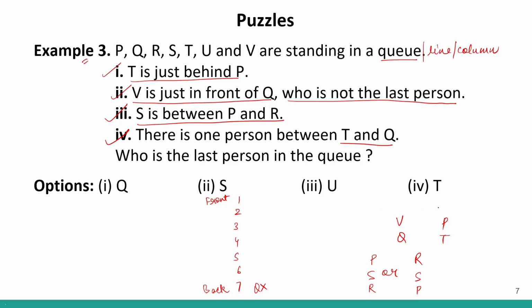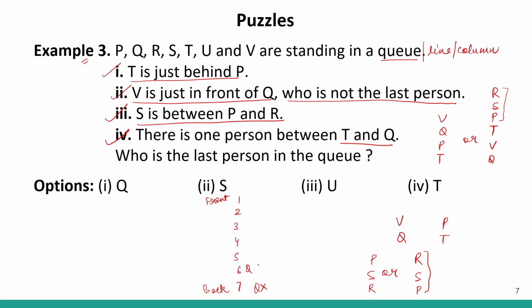Okay, if I combine these, we can have V, Q, P, T, one person between T and Q, or we can have P, T, V, Q, one person between T and Q. So these are the two possibilities. Now I know that before P we have R and S, correct? These three will come together, and then we can have T, V and Q. This is one possibility. But we know that Q is not the last.